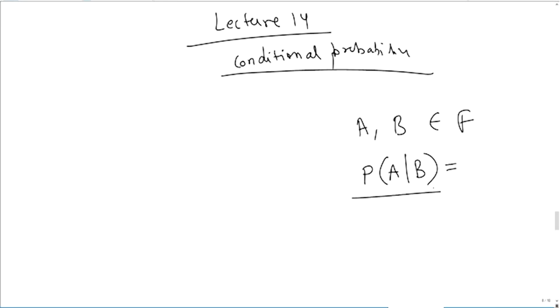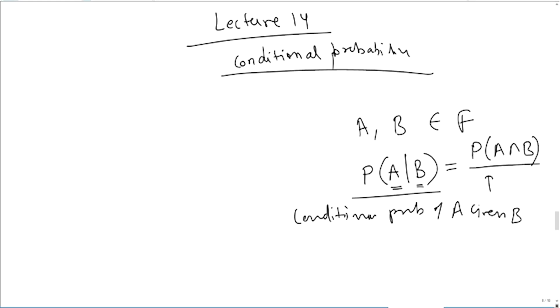This thing is called conditional probability of A given B. The probability of occurrence of event A given that event B has already occurred is called conditional probability of A given B. The formula is: probability of A intersection B divided by probability of B. That is, the probability of joint occurrence of these two events A and B divided by probability of occurrence of event B. There is also a condition that probability of B should not be equal to 0. Otherwise you won't be able to calculate this conditional probability. So this is the formula for conditional probability.